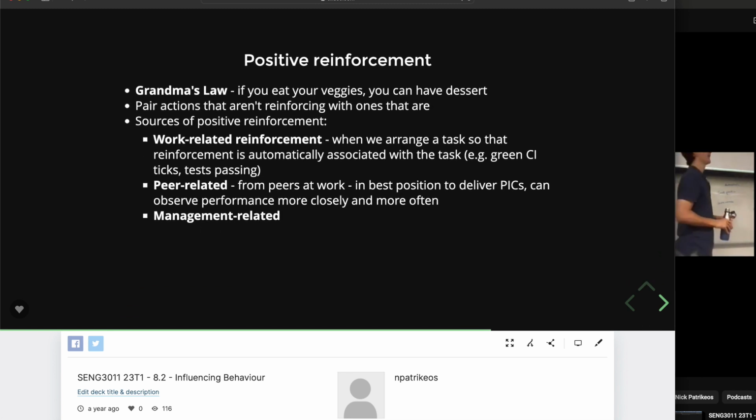Okay, Grandma's Law. Great one. If you eat your veggies, you can have dessert. The very common technique in positive reinforcement is pairing actions that aren't intrinsically reinforcing with ones that are. Again, the example here is, if you eat your veggies, you can have dessert. Pretty classic thing at home for kids.